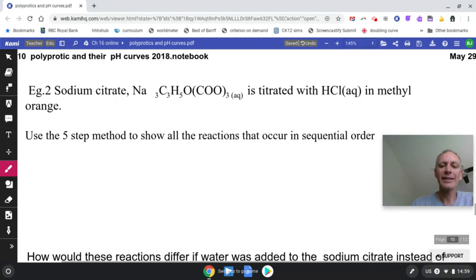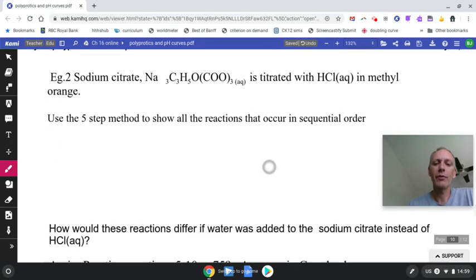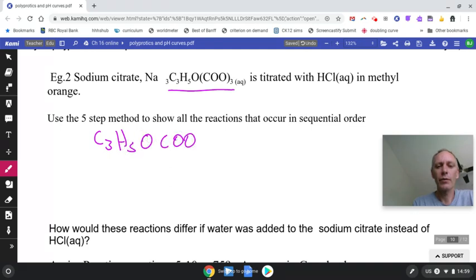Okay, the last example. This is a review. I'm going to do this one as a review. No, I'm not. We did this already. I'm not going to do this one. This is that tricky guy, C3H5OCOO. It's missing its minus 3.